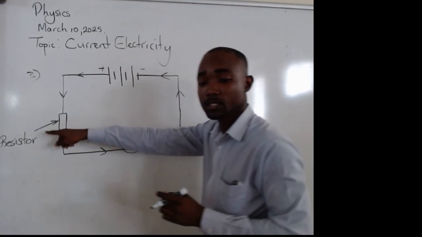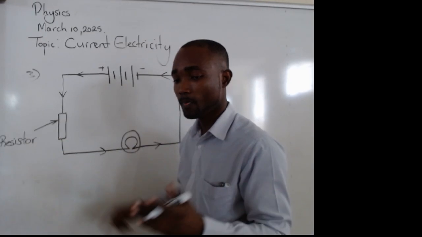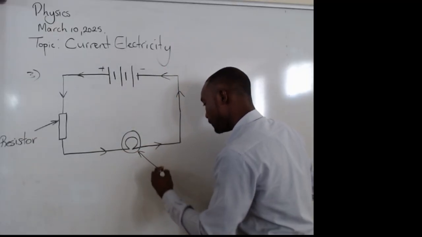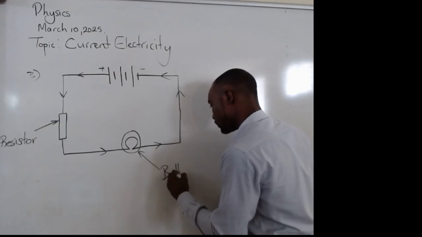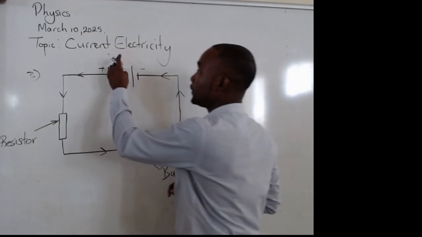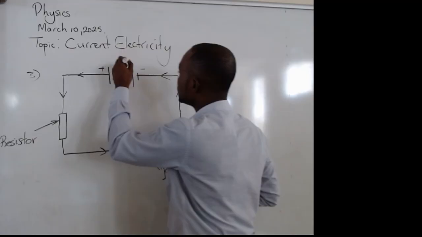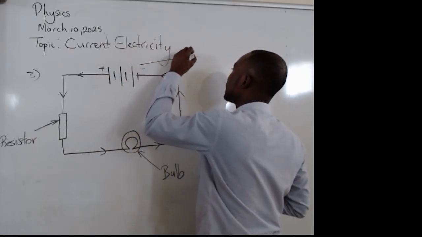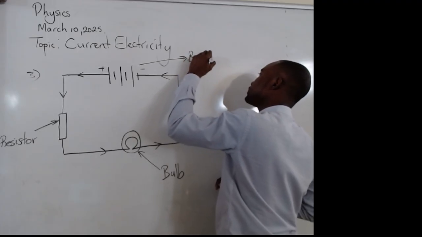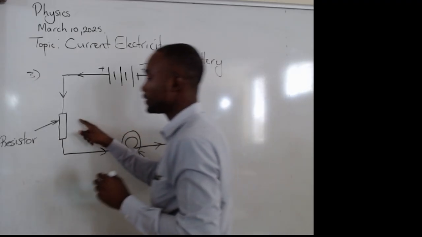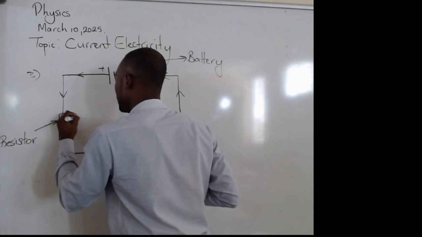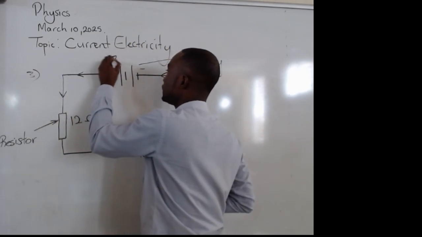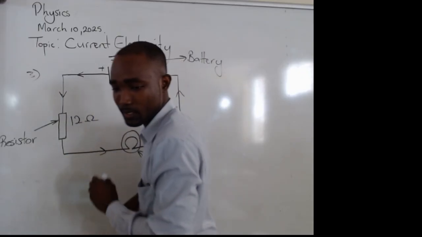So this is the symbol for a resistor in a circuit. Now we have here a symbol for a bulb in a circuit. Up here we have a battery. So the battery is our power source. This is the symbol for a battery. Now this is the value for the resistance. It's 12 ohms here. Our battery is 7.2 volts.